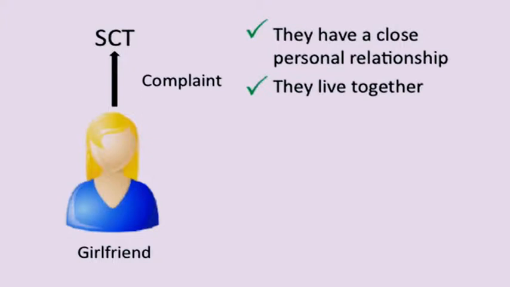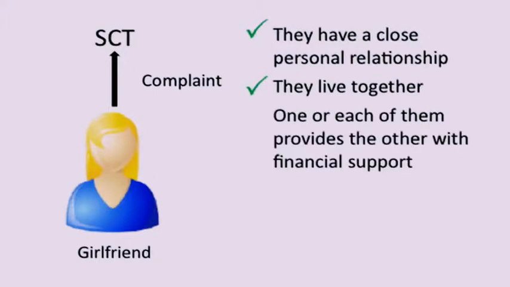And up until recently, prior to his death, he had been paying a small amount of board to his girlfriend's parents. The third point was that one or each of them has to provide the other with financial support. Now, although the girlfriend admitted that they didn't have any joint accounts or own any joint assets, she could prove that they were sharing bills with each other, so they could satisfy that particular criteria.